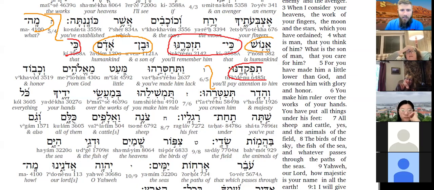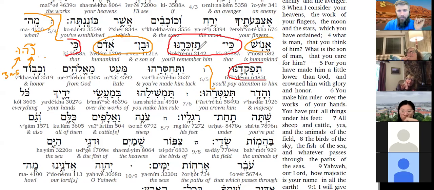Tizkerenu. We've got a tav on the front, so you are the subject. And then what's the enu? Remember us. If there were no dagesh, it would be us, that you remember us. But there's a dagesh there, so it's actually something different. It's enhu, and the hey assimilates into the nun. So this is an energic nun with a third masculine singular suffix, that you remember him.